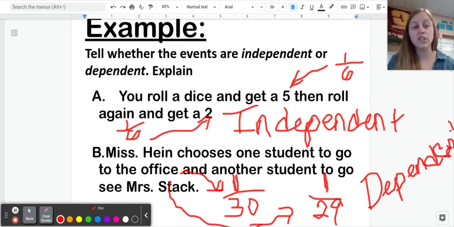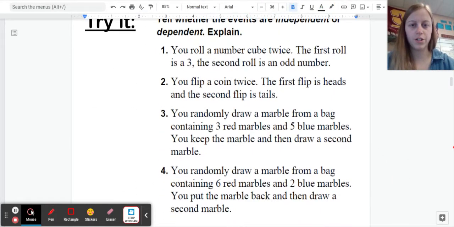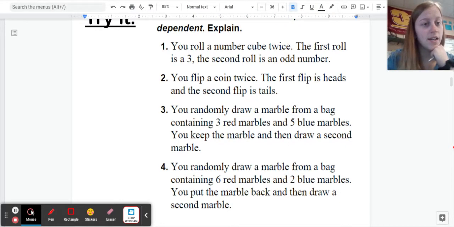So again, the first time it was independent because I still had 6 numbers on the dice. That didn't change. Whereas the second time, I lost a student because they were in the office. So again, independent if they don't affect each other, dependent if they do. Go ahead and you try this one. You're going to determine, is the event independent or is it dependent? We'll pause the video while you try it.